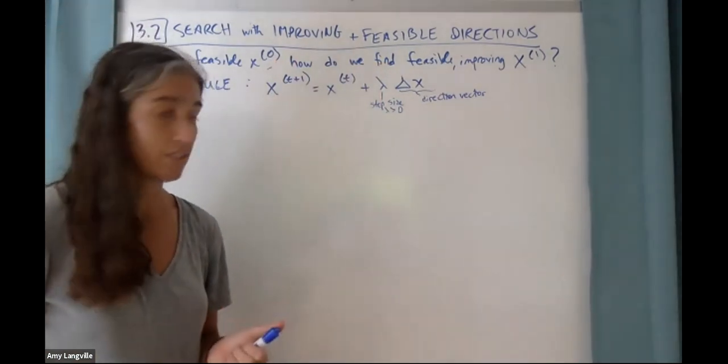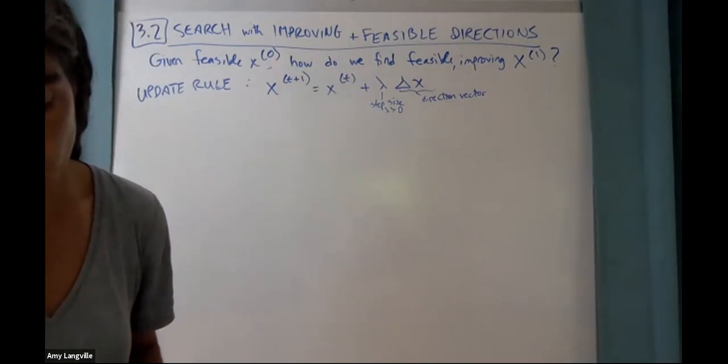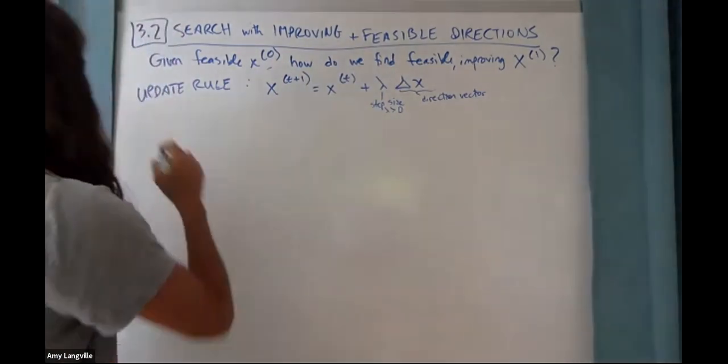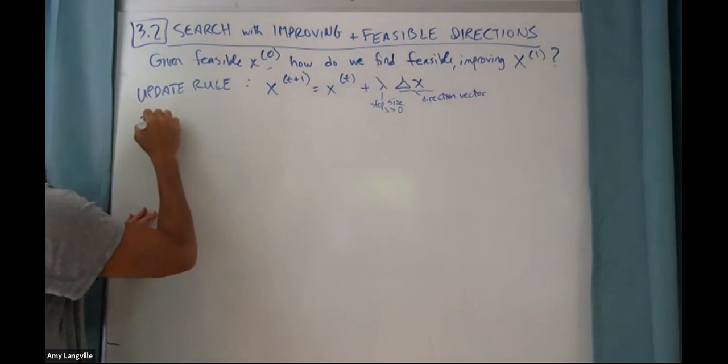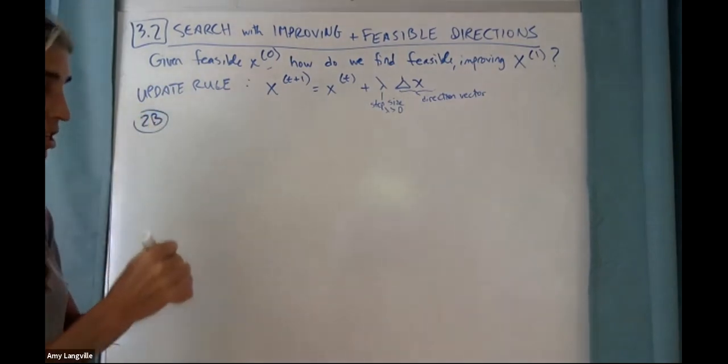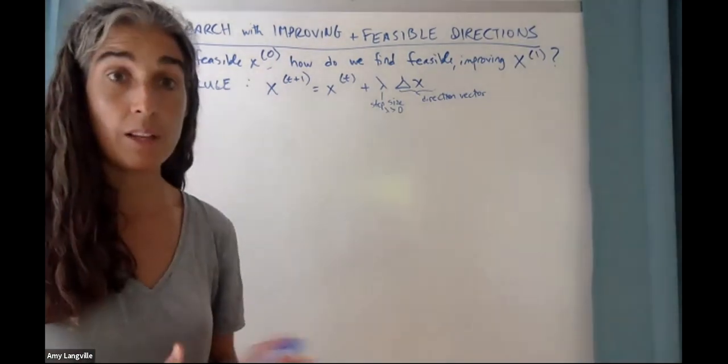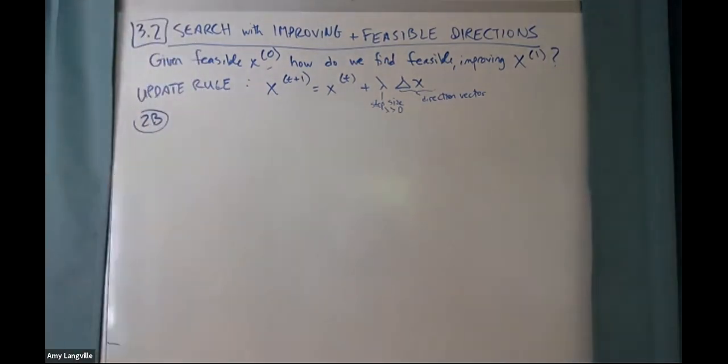So I want to start off with an example. This is number 2b at the end of chapter 3. Open your books, pause the video, get your book out, and let's take a look at this problem. It has several sections.